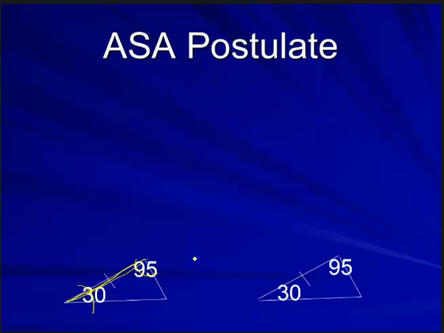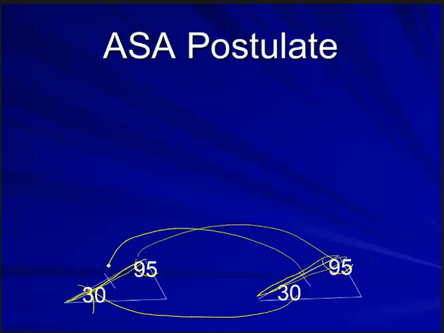So we look at our second figure, make sure that the corresponding parts are congruent. So here we have two corresponding angles that are both 95. Here's another pair of corresponding angles, both 30, so we're good there. And then make sure that this side between the two angles is congruent to the side between the two angles over here. Looks like we're good, so we can say that these two triangles are congruent to each other.